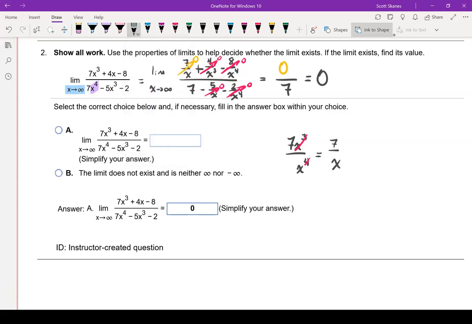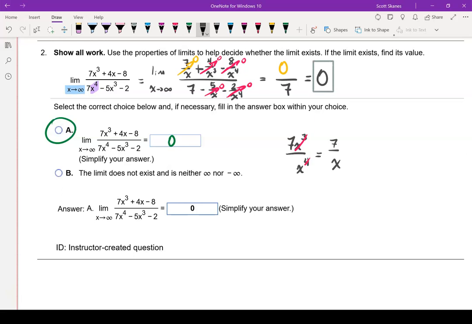So we got a 0. And then that would be the answer that you would give. You would say the answer has an answer, which is 0. It's not that it doesn't exist, it does exist. The answer would be 0.